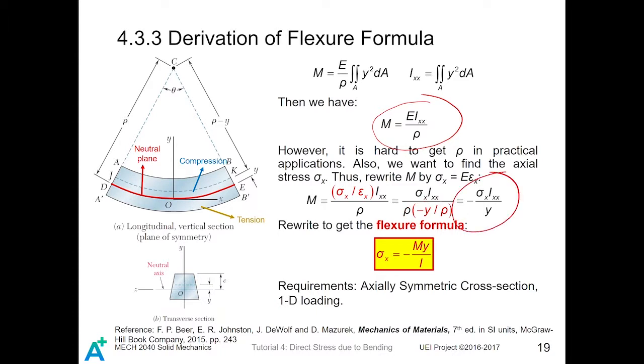Notice that it is very hard to get rho in practical applications, so we seldom take it into consideration. So we want to eliminate it by using other means. This is why we substitute E equals this and epsilon x equals this to get an alternative result. Finally, we rewrite the equation to get the flexure formula, which is given by sigma x equals negative of My divided by I.